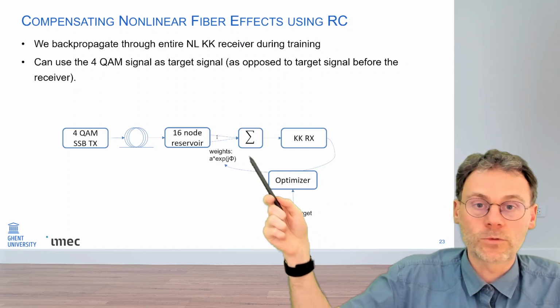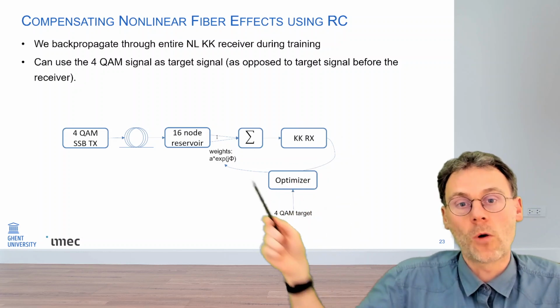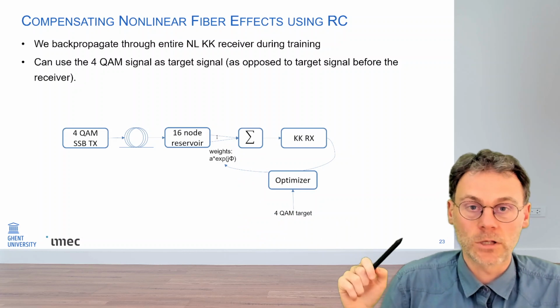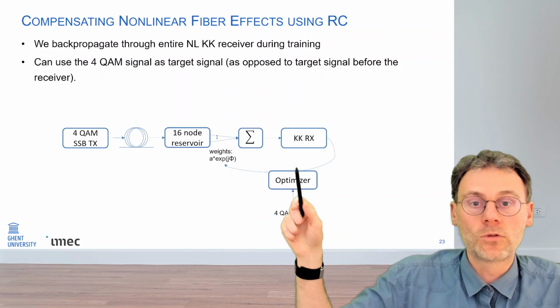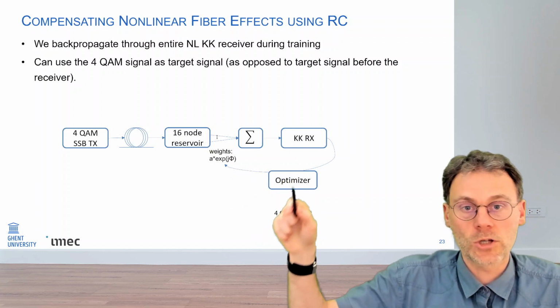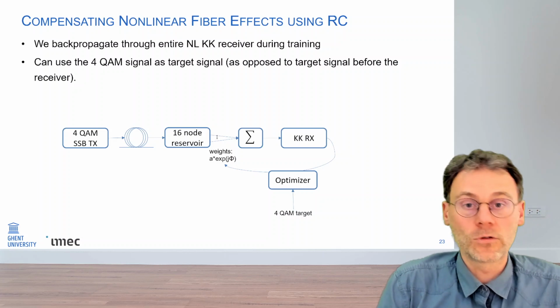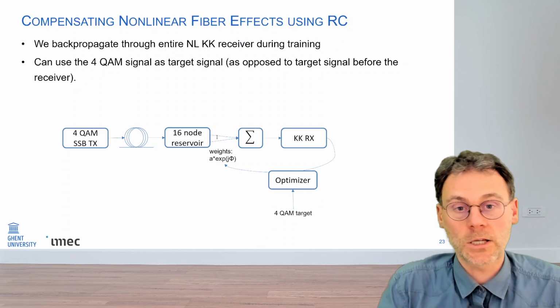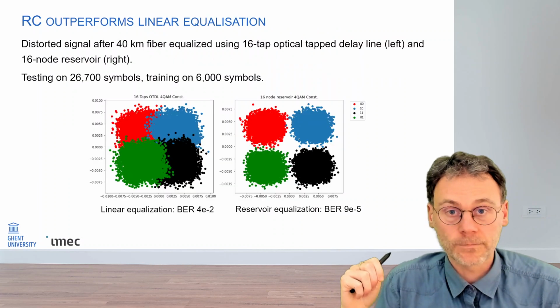No, what we're doing is we're taking the entire KK receiver pipeline into account to optimize the weights of that linear combination here. In terms of training, this is a bit more complicated because we do actually need to do a backpropagation through all of the operations in the KK receiver. But it turns out that if you do that, you can really exploit these extra nonlinearities again and get a performance which is much, much better.